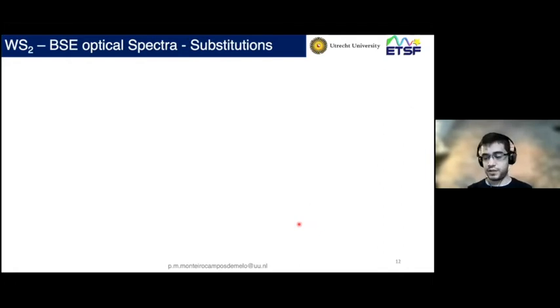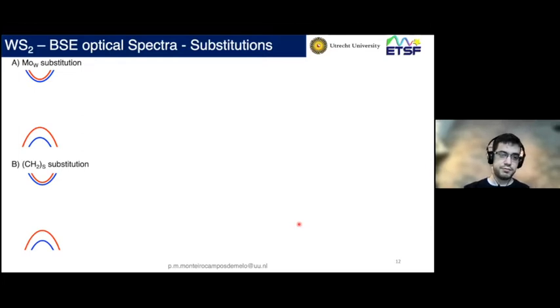Now, for the substitutions, the results were surprising, but in a different way. So the first thing that we noticed was that there were no mid-gap states. For the molybdenum tungsten substitution, this can be reasoned afterwards because it's an isovalent substitution, and the chemical bond radii for both W and Mo is relatively the same. So the change in the potential is not going to be that drastic. But for the CH2 substitution, this was a bit striking.